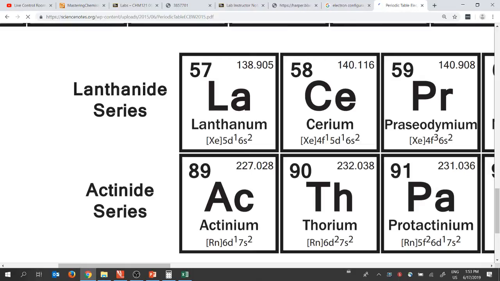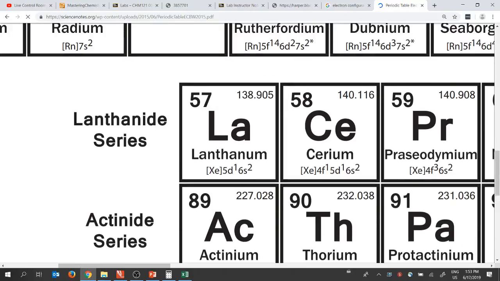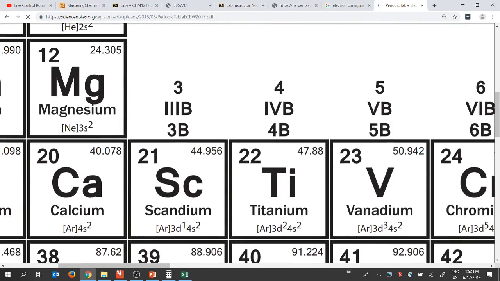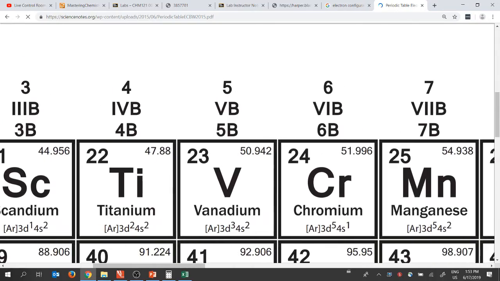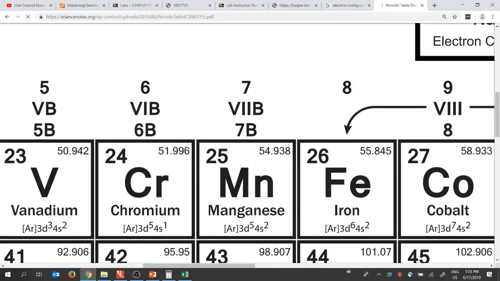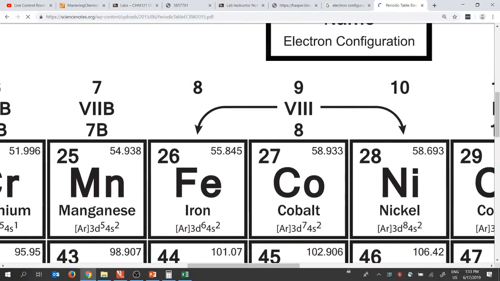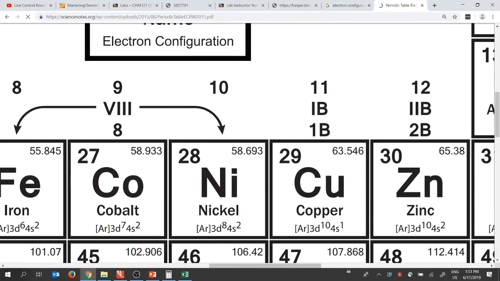Can you go back to the copper and chromium? Mm-hmm. So halfway through, chromium is 3d5. And copper is 3d10.